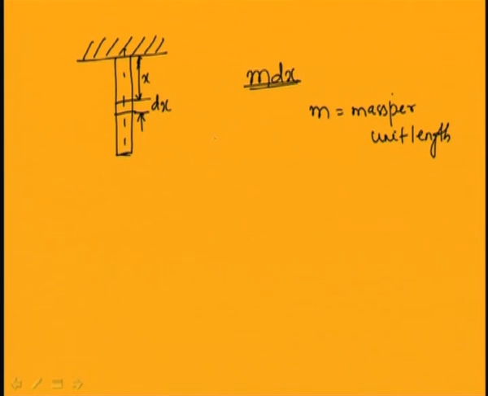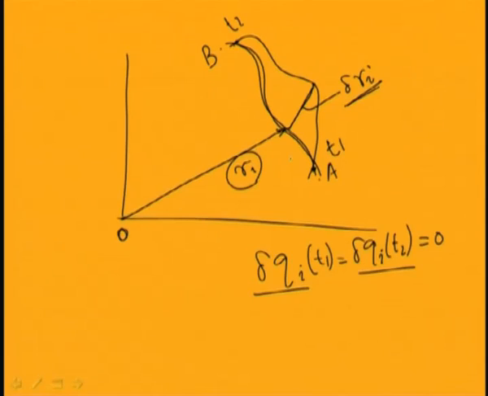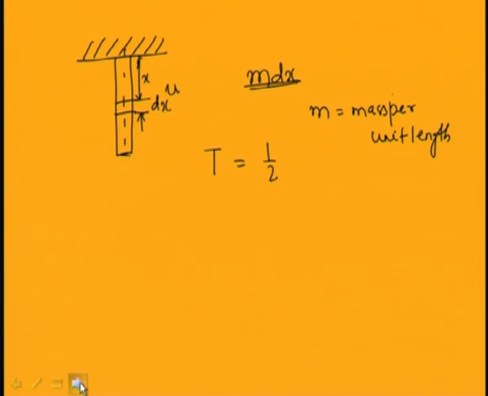The kinetic energy of that small element can be written as half into the mass of that small element into the velocity square of that small element. Let u be the displacement of that element at this section x. So the velocity will be u dot, and the kinetic energy will be half m dx u dot square. This is the kinetic energy for that small element.